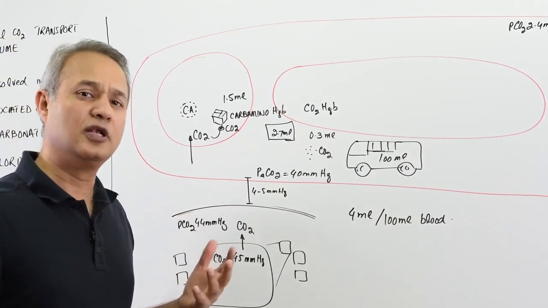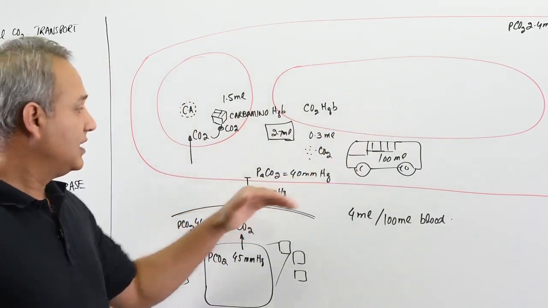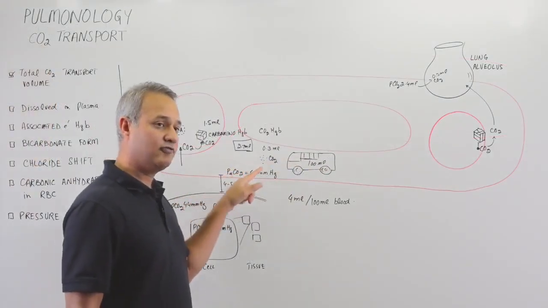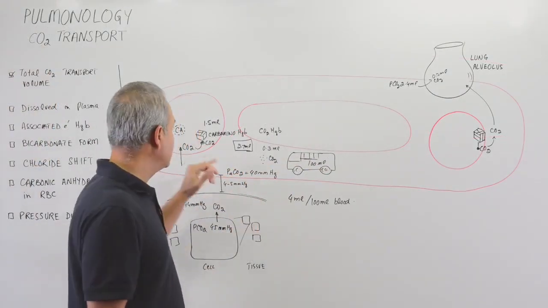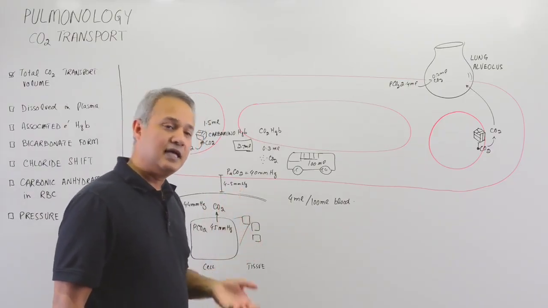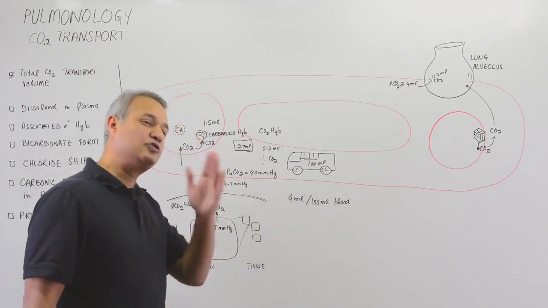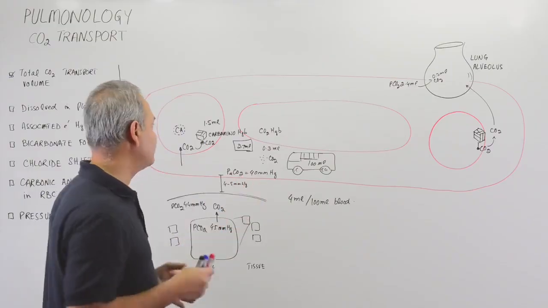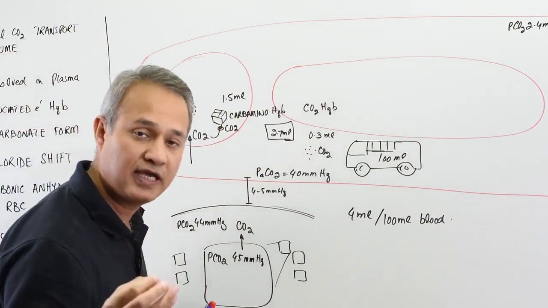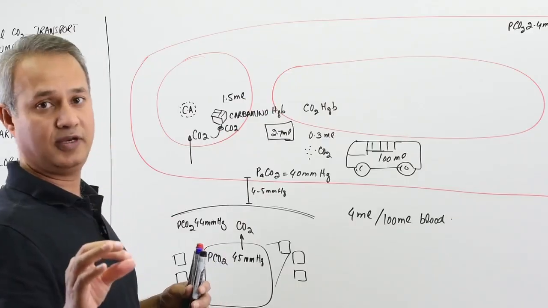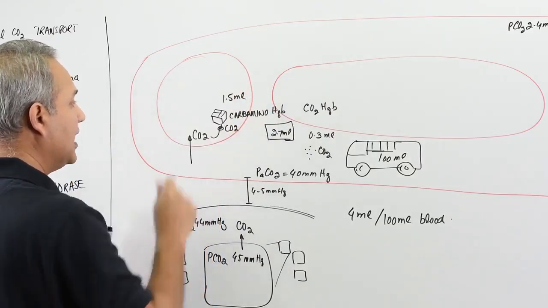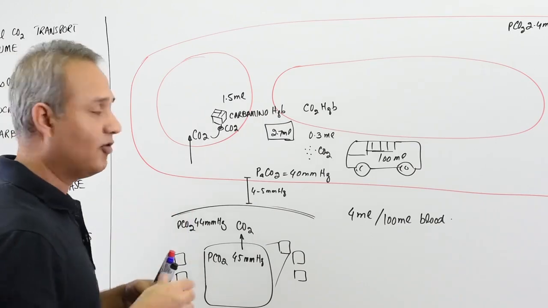So now what is the total? 4 milliliters. We had 0.3 milliliter going in the dissolved form, that is about 7%. 1.5 milliliter is about 30%. The remaining 60 to 70 is going to move in the third way, and that is in the bicarb way. So keep this one in mind, and now let's look at what happens in the third form.